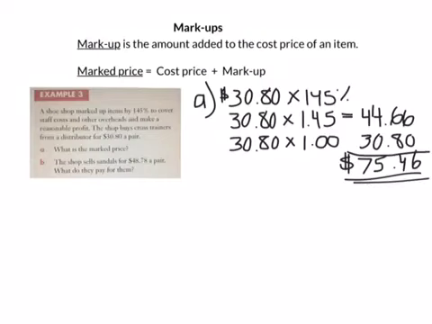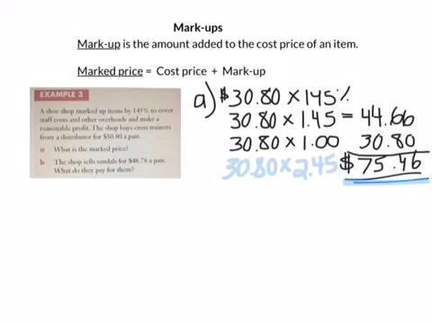But guess what? There's a much easier way to do it, okay, in one step rather than in two steps. All you have to do is take your 30.8, and instead of multiplying it by 1.45 and by 1 and adding, you just take the 145% and you turn it into 245% and multiply by 2.45. And guess what it equals? 75.46.